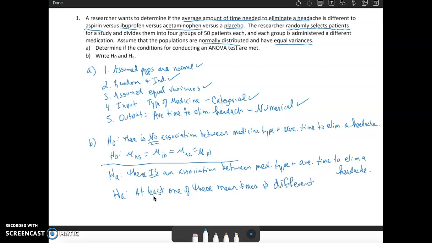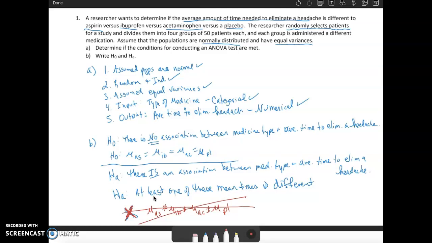So what you would not want to do here, or I should make a big red X. What you definitely do not want to say as an alternate is something like this, that the mu of the first is not equal to the mu of the second, is not equal to the mu of the third, is not equal to the mu of the fourth. That is not what we want to say. We don't need to show that they're all different. Cross that out. We only need to show that one of them is different.